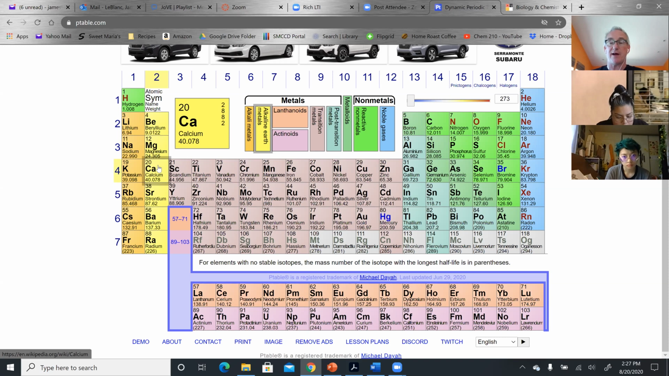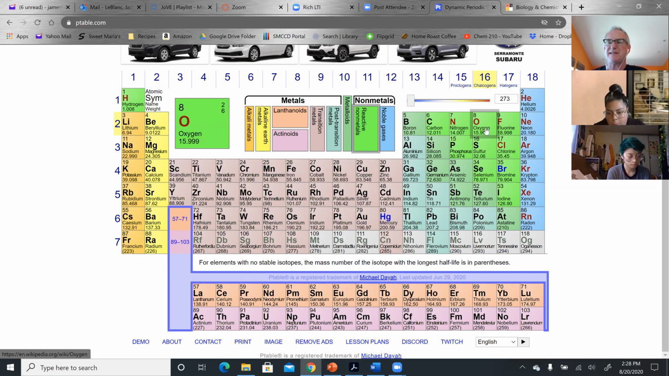So what are the other elements we were looking for? There's calcium, and I think phosphorus was another. 30.974 grams in a mole. And then oxygen, we go over here, 15.999 grams per mole.